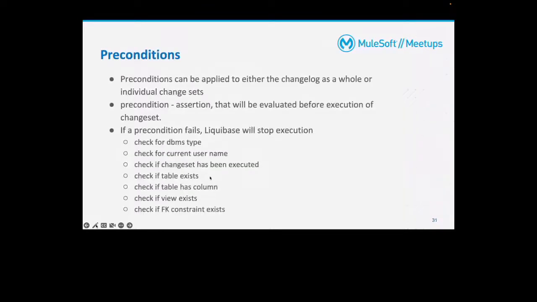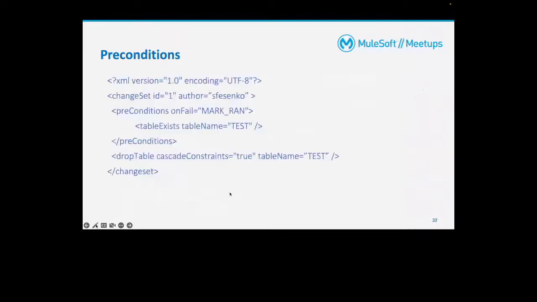One thing is that you can add a precondition also. For example, if you are removing or dropping some columns, you can add a precondition that checks whether that column exists or not. You can add preconditions for the DBMS type, current username, table exists, view exists, foreign key constraint exists, or check if the table has a column, then we can drop that column. So here you can see the precondition: table exists, like test, and if it exists, then we are dropping that table.